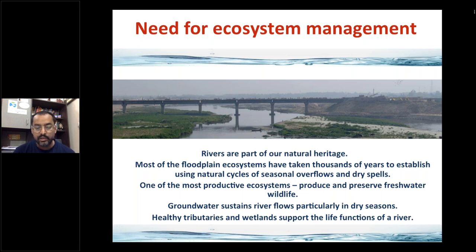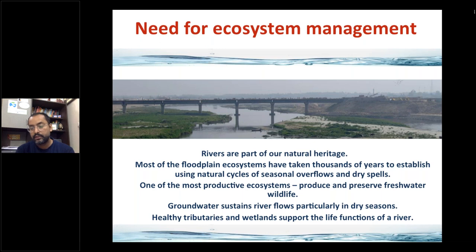And water bodies are one of the most productive ecosystems. They produce and preserve fresh water. They support wildlife. They provide ecosystem services. And often we forget the role of groundwater. Most of the cities are surviving on groundwater. Even though we have rivers and water supply, if you go to any city, groundwater is a major source of water supply, even for irrigation. So it is the groundwater that supports even river flows during dry seasons.